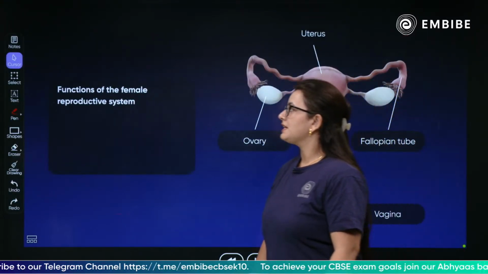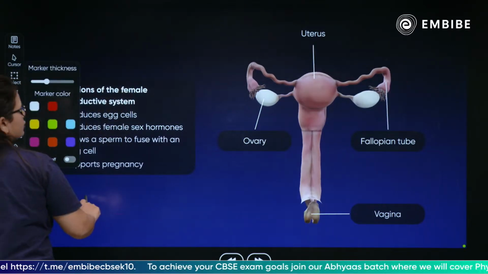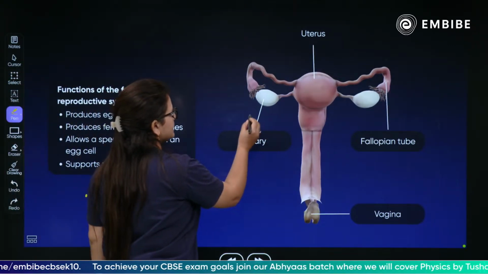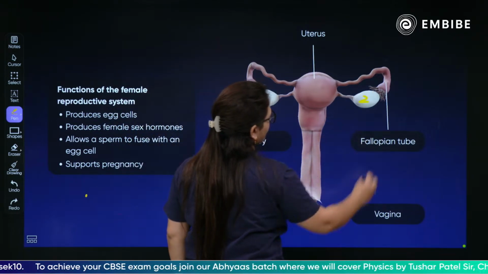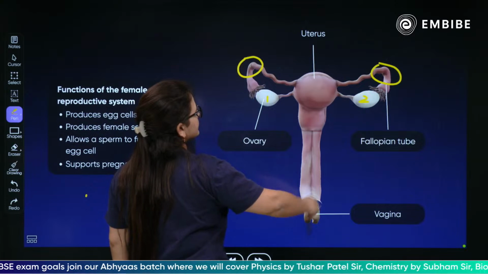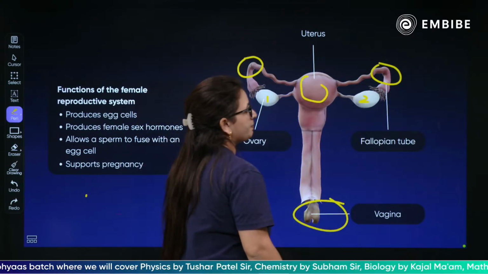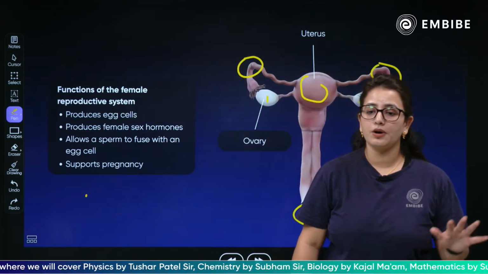Yes, so children, these are the parts of the female reproductive system. As you can see, children, a pair of ovaries. One ovary, two ovaries, a pair of ovaries. There is a fallopian tube on both sides. There is the uterus and there is the vagina. So these are the parts of the female reproductive system.